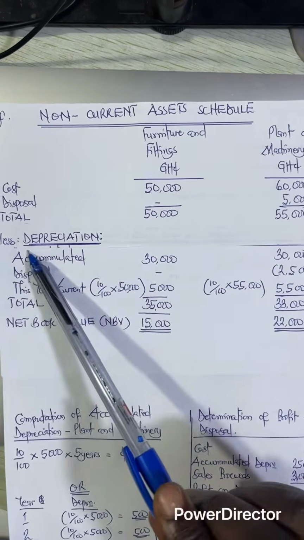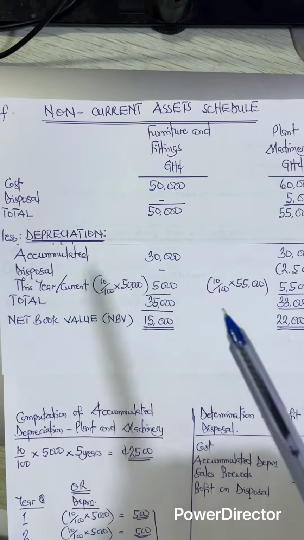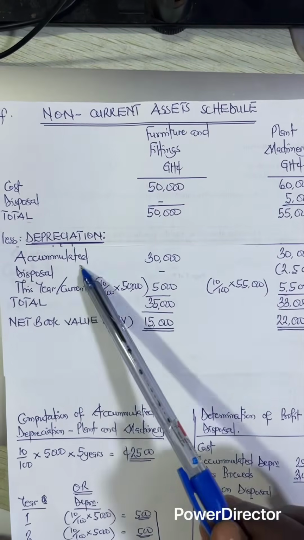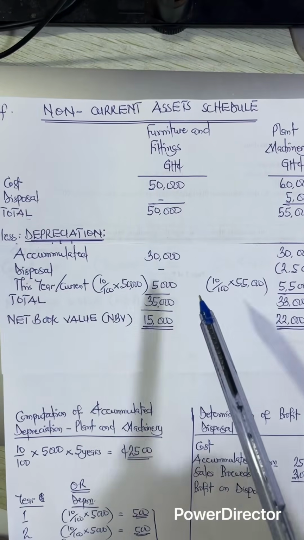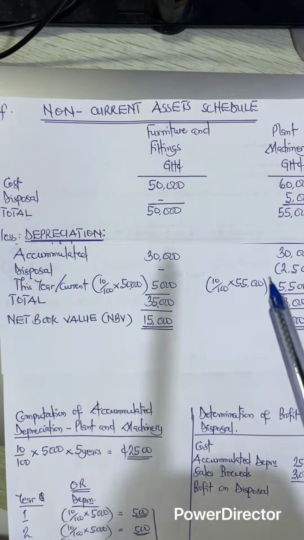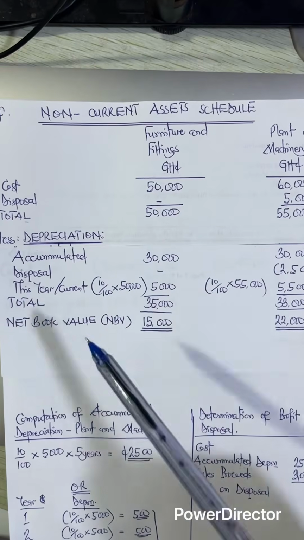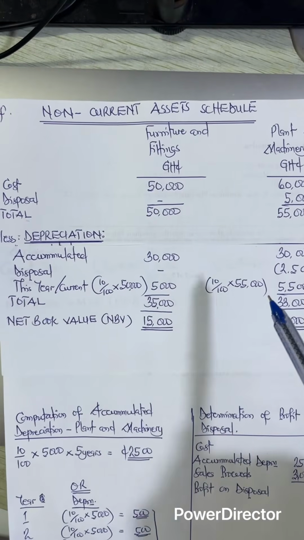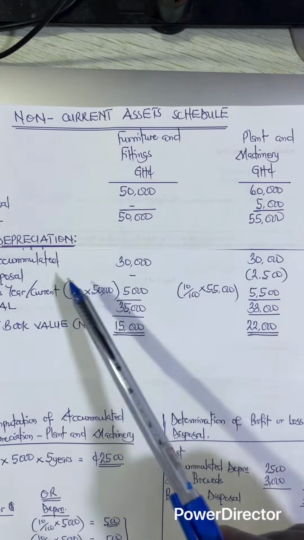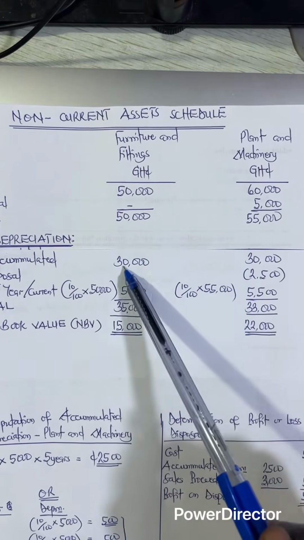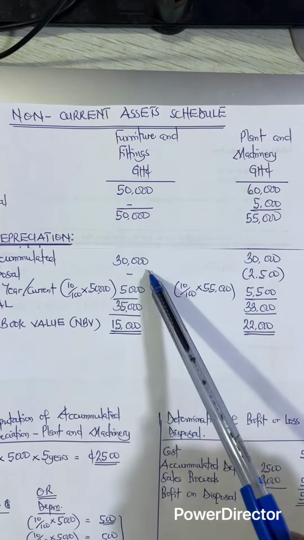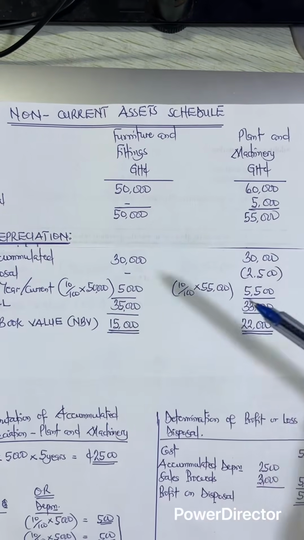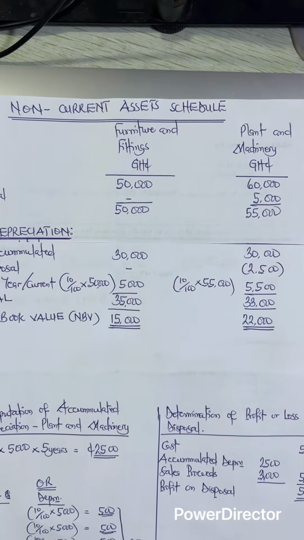Then we come to the less depreciation. Please, here, pay attention. We have accumulated depreciation. When it comes to the depreciation section, we have two: accumulated depreciation, and the other one is this year or the current depreciation. But when you take furniture and fittings, you can see that the accumulated depreciation is 30,000. Someone will be asking, how did you get it? Say, go back to the question.